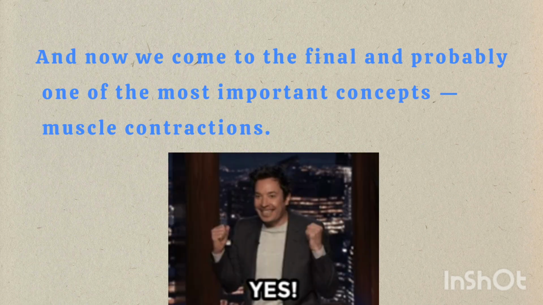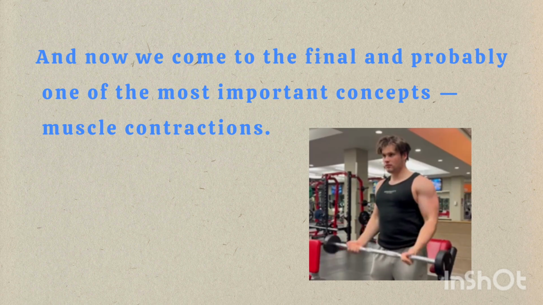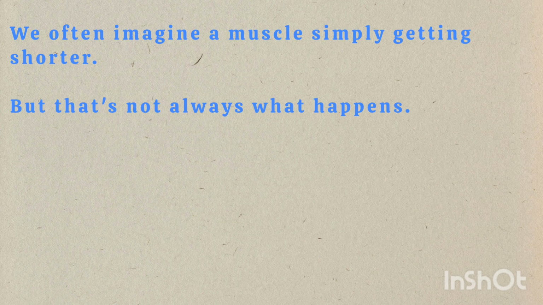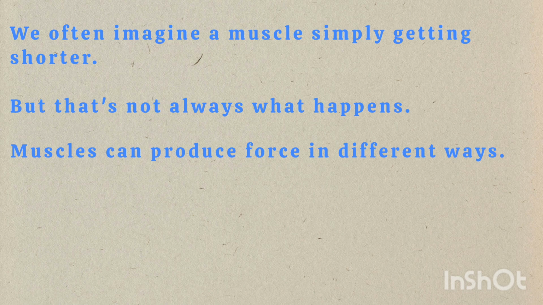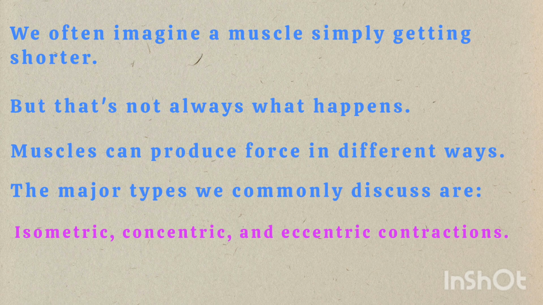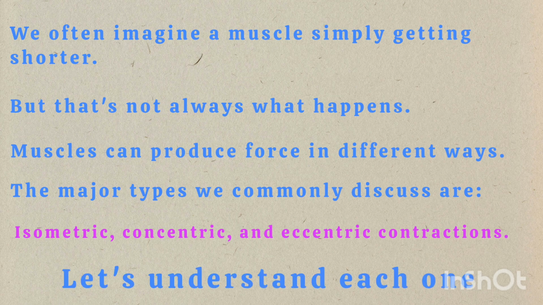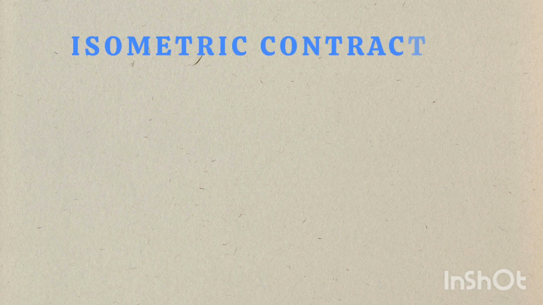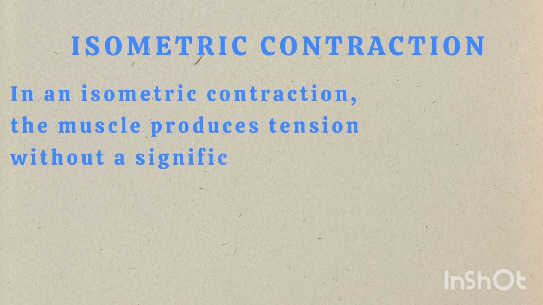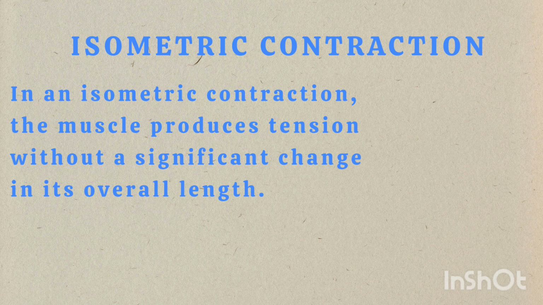Now we come to the final and probably one of the most important concepts, called muscle contraction. When we hear the word contraction, we often imagine a muscle simply getting shorter, but that's not always what happens. Muscles can produce force in different ways. The major types we commonly discuss are the isometric, concentric, and eccentric contractions. Let's understand each one. Isometric contraction: iso means same, metric refers to the length. In an isometric contraction, the muscle produces tension without a significant change in its overall length.